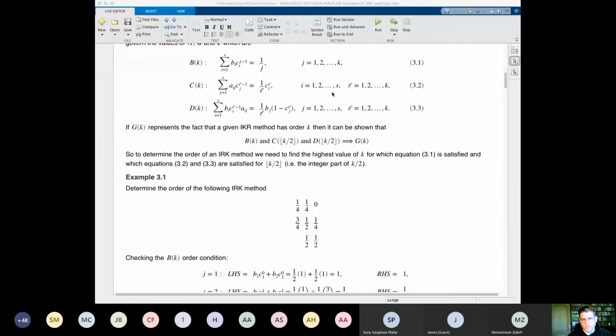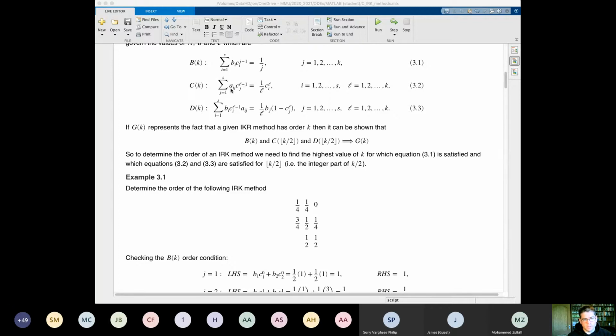So here we have two variables now. We have I and L for the CK condition. L goes from 1 up to k. Now in this example, L is 1, so L is always 1. So we need to check the C condition for each stage. Remember, S is the number of stages of our method, so we're going to have two C conditions.